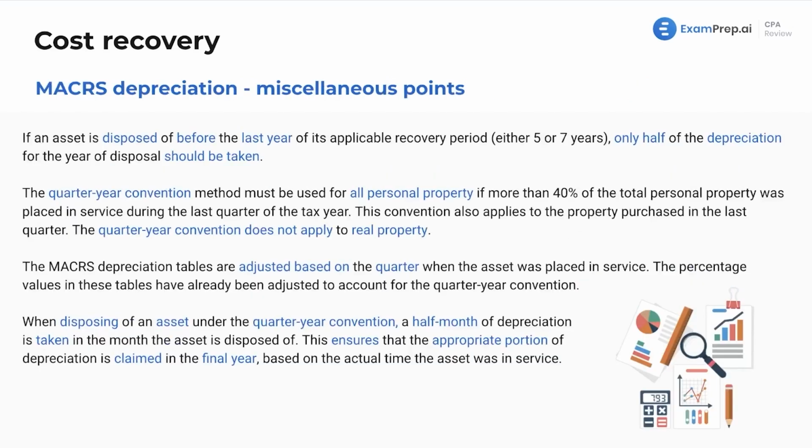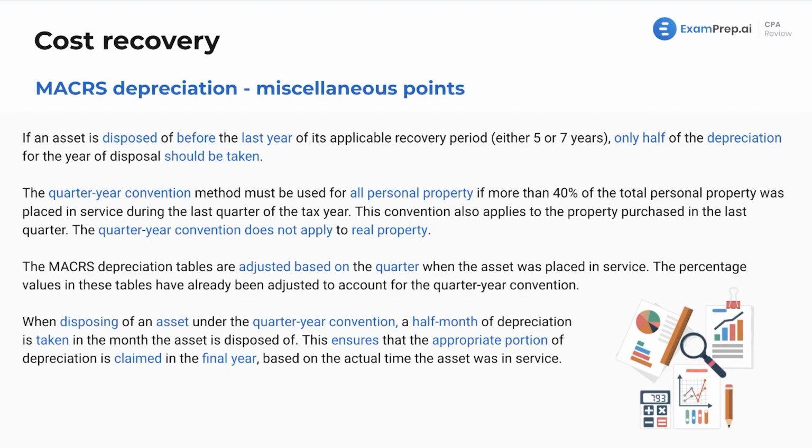All right, some miscellaneous points here on MACRS depreciation. If an asset is disposed of before the last year of its applicable recovery period, only half of the depreciation for the year should be taken. Now, disposed, that means either just thrown out, it was destroyed, or you sold it. So in any capacity, it was disposed of.